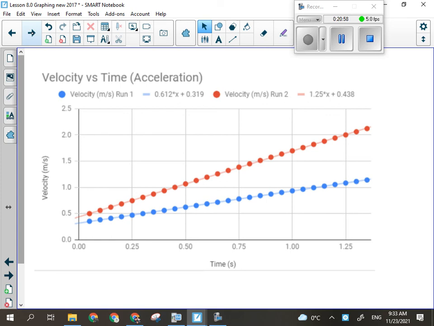All right, this is a velocity versus time graph. We've got two different runs on there, two different cars. I want you to calculate for me the total displacement for each one for the first 1.25 seconds. So I'm looking for the total displacement for both to 1.25 seconds. See if you remember how to do that from the other day.